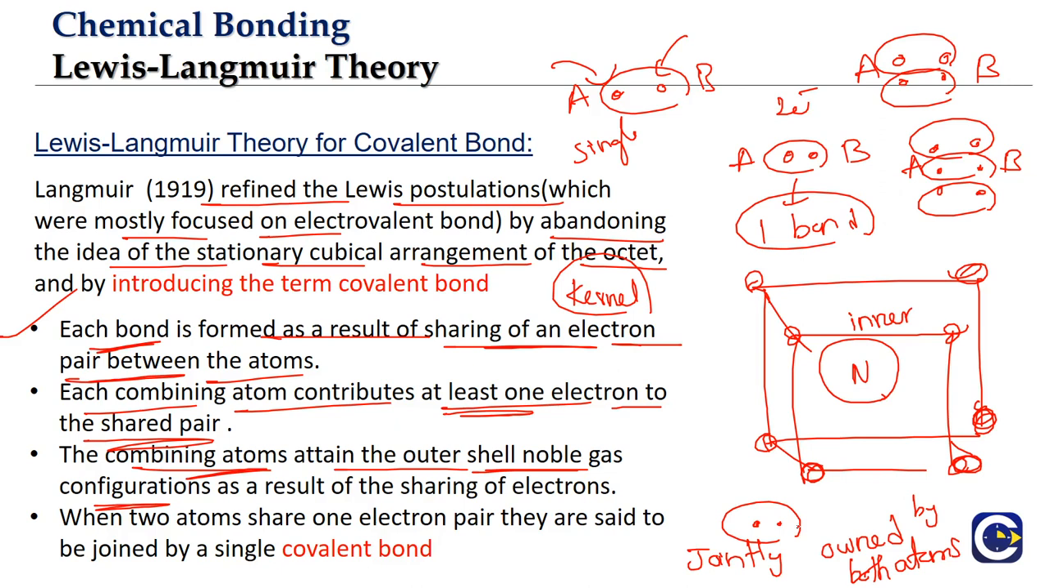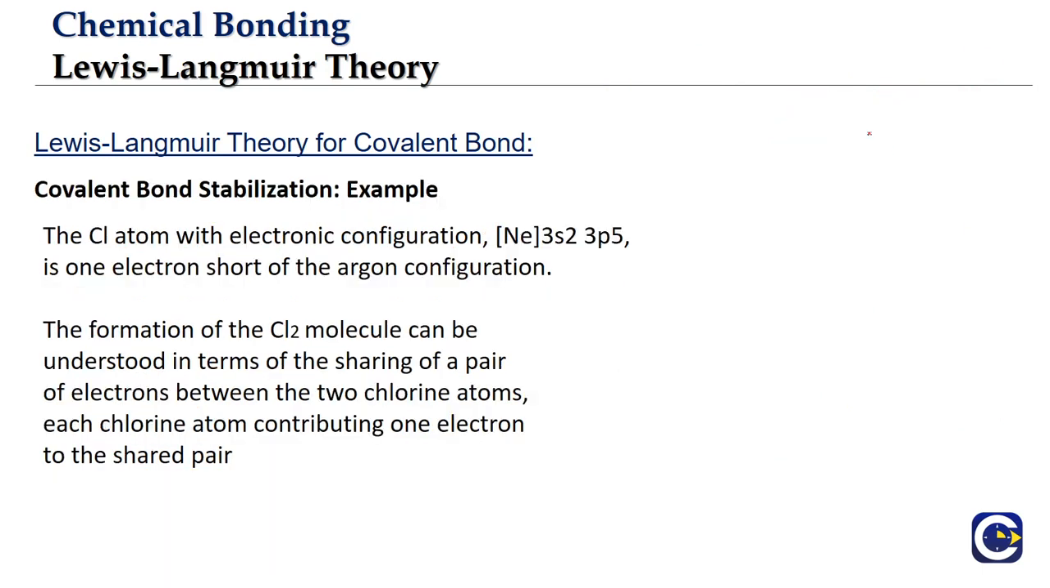So 1 electron is given by one atom, the other electron is given by the other atom. But when we are counting, the shared pair will be counted for atom A as well as for atom B. So we will count the 2 electrons when counting the electrons for atom A. We will count the 2 electrons when counting the electrons for atom B also. We will see an example, then we will be able to understand. When these atoms are sharing 1 electron pair, we say there is a single covalent bond. If they are sharing 2 pairs of electrons, we call it a double bond. If they are sharing 3 pairs of electrons, we call it a triple bond.